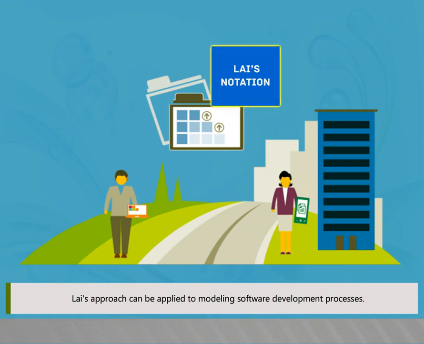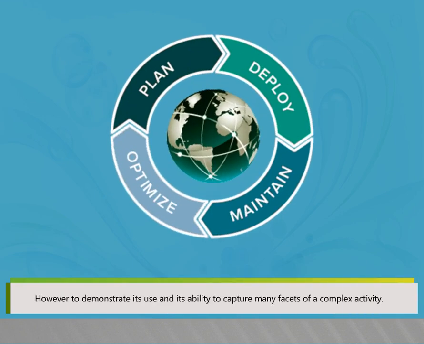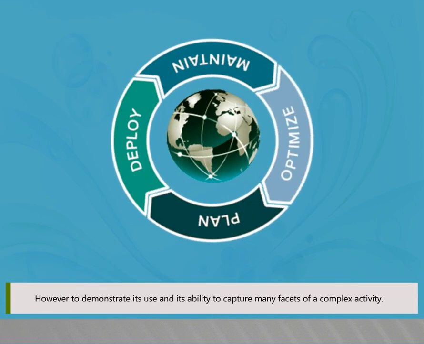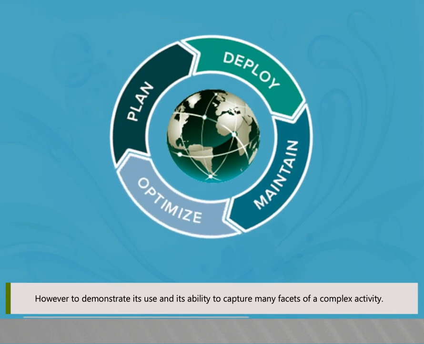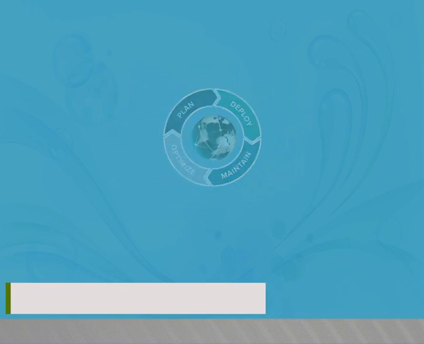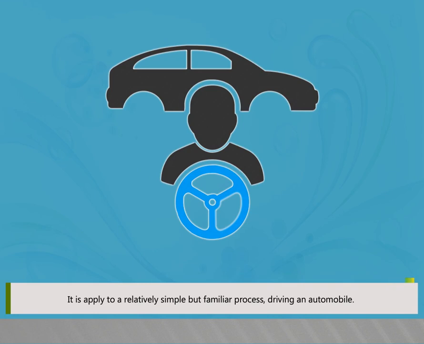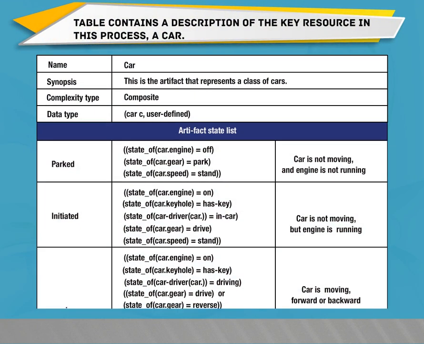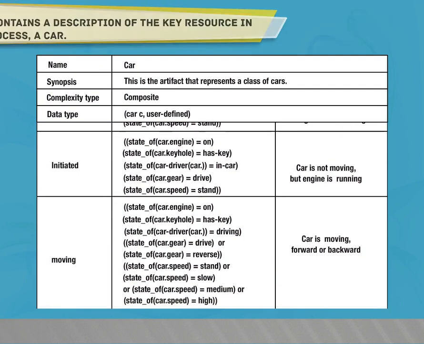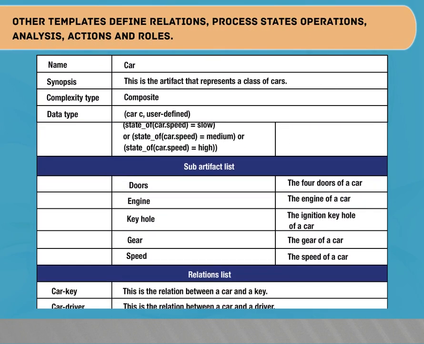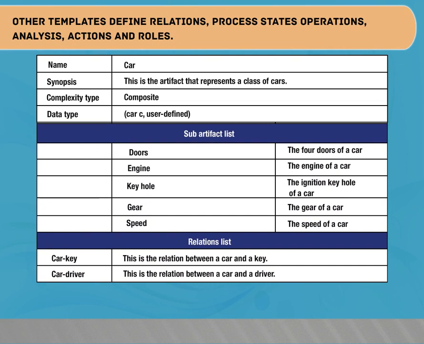Lai's approach can be applied to modeling software development processes. However, to demonstrate its use and its ability to capture many facets of a complex activity, it is applied to a relatively simple but familiar process, driving an automobile. The table contains a description of a key resource in this process, a car. Other templates define relations, process states, operations, analysis, actions, and roles.